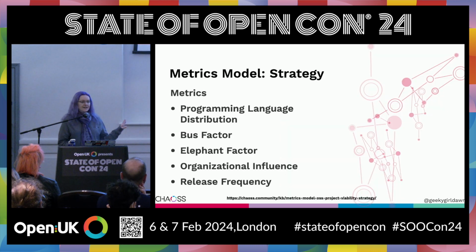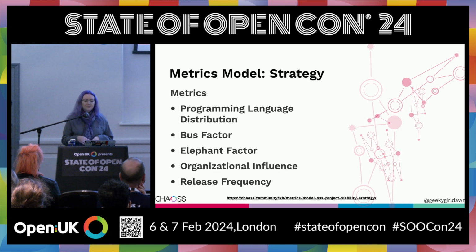So we have bus factor, sometimes called the lottery factor, which looks at contributor risk. We have elephant factor, which is a similar metric, but for organizations, which can give you a sense for how many organizations are involved in the project, along with organizational influence. If these numbers are high and you've got loads of people and loads of organizations contributing, it's more likely to be viable over the long term.